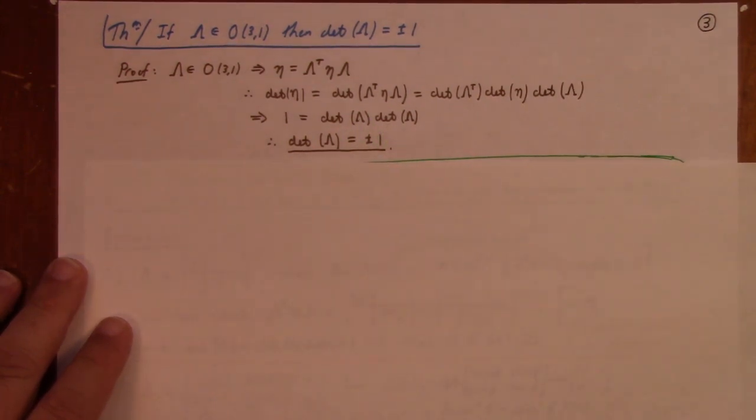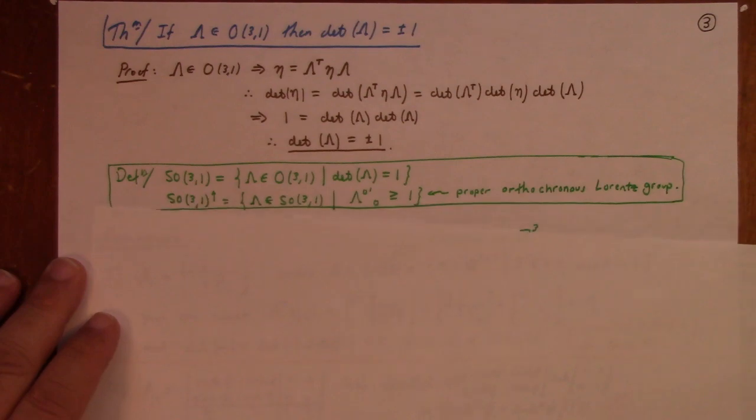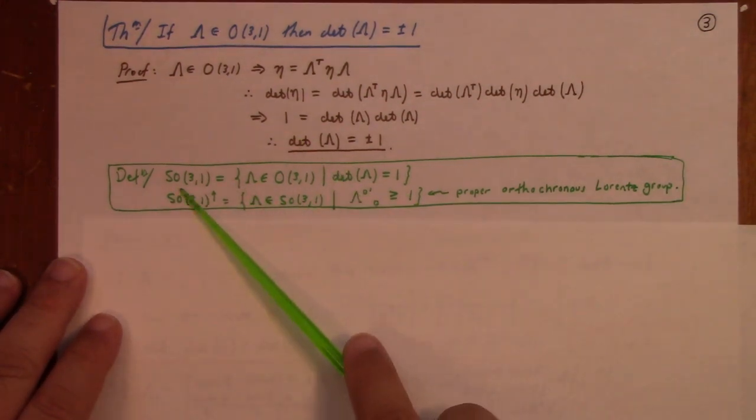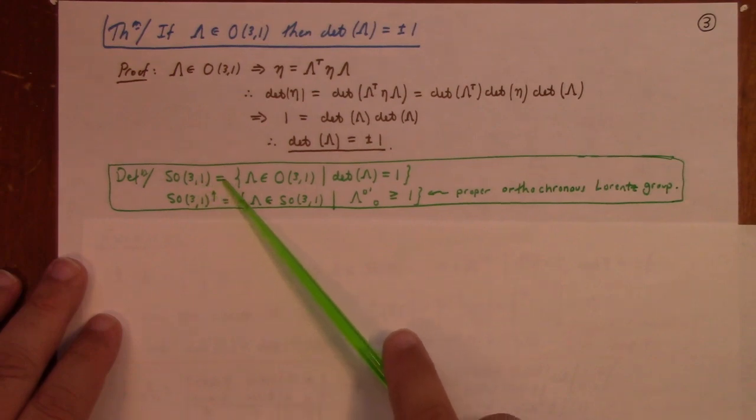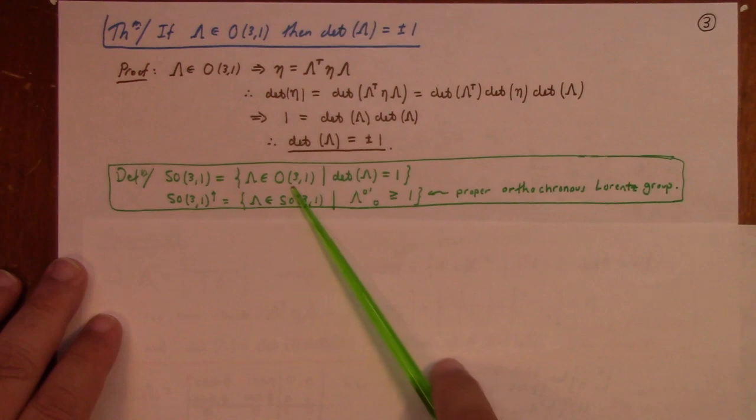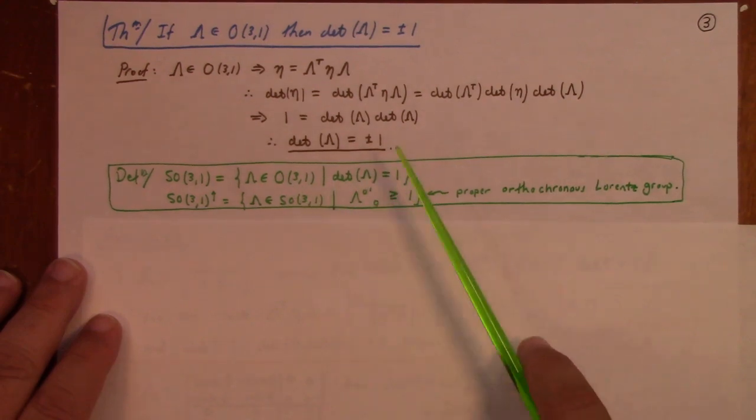So apparently there are two kinds of Lorentz transformations. At least we can bifurcate them into the ones with determinant 1 and ones with determinant minus 1. Ones with determinant 1 are known as special orthogonal matrices, of type 3-1. So lambda, a Lorentz transformation such that the determinant is 1.